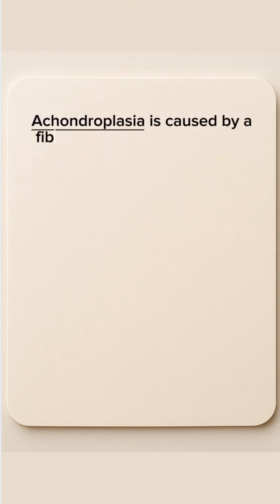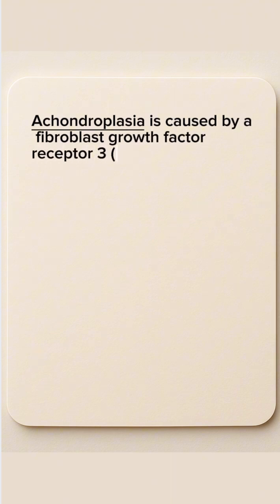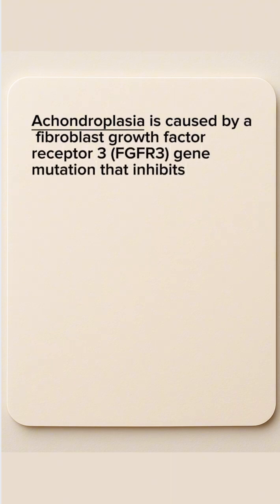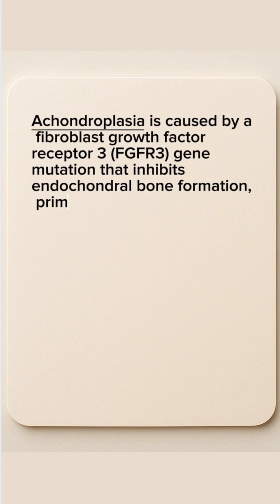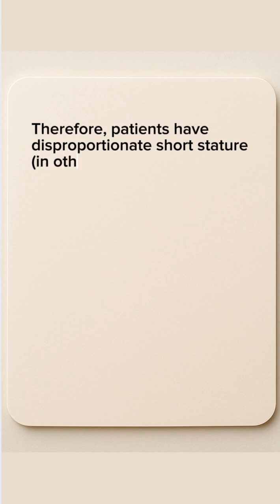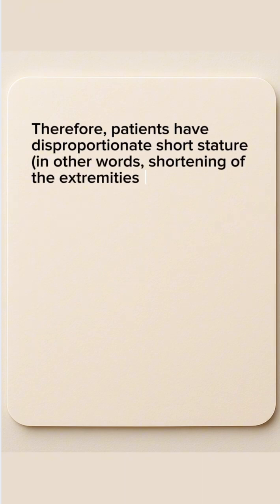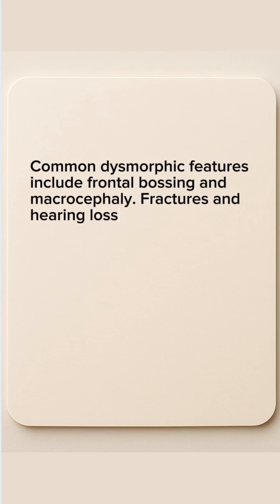Achondroplasia is caused by a fibroblast growth factor receptor 3 FGFR3 gene mutation that inhibits endochondral bone formation, primarily in long bones. Therefore, patients have disproportionate short stature, in other words, shortening of the extremities relative to the trunk. Common dysmorphic features include frontal bossing and macrocephaly. Fractures and hearing loss are not typical.